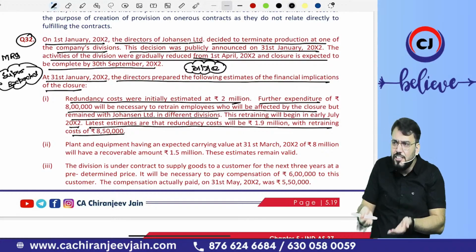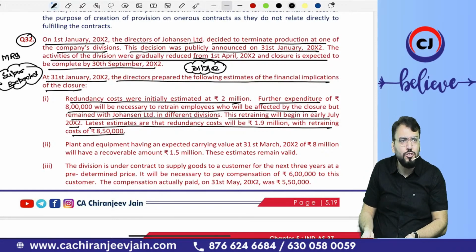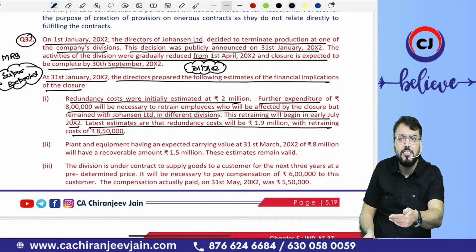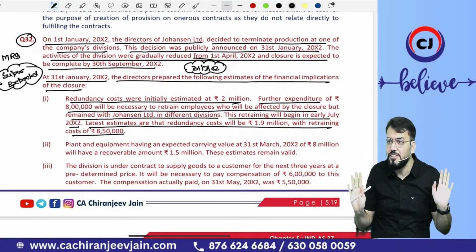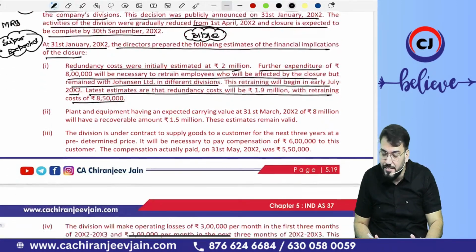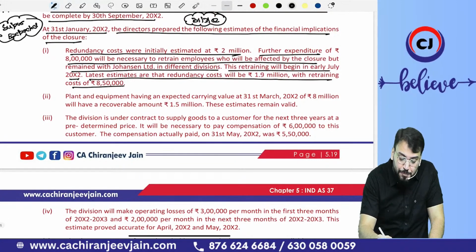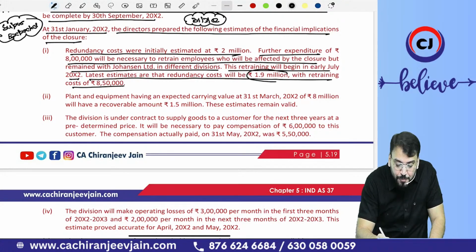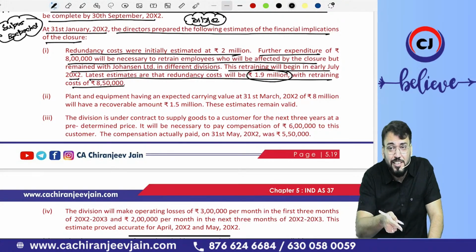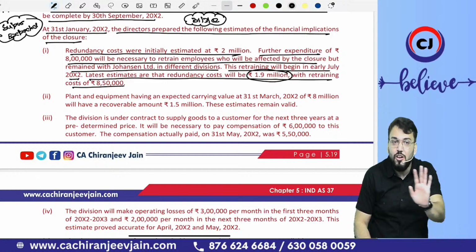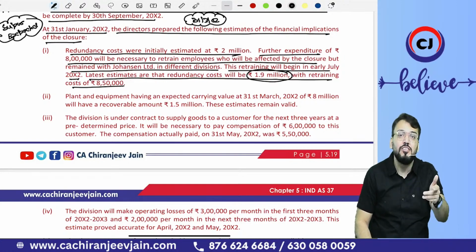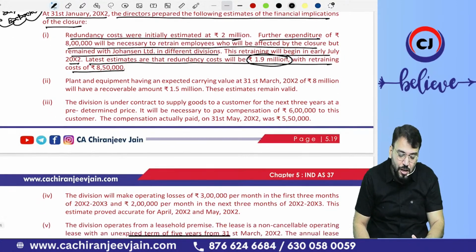The latest estimate, that is the understood point from the information given in the question, or we can assume that the estimation is before approval of the financial statements. So should we create provision of 2 million or 1.9 million? 1.9 million provision should be created. Should we create provision for retraining? No, we should not, because they are dependent on future conduct of business.